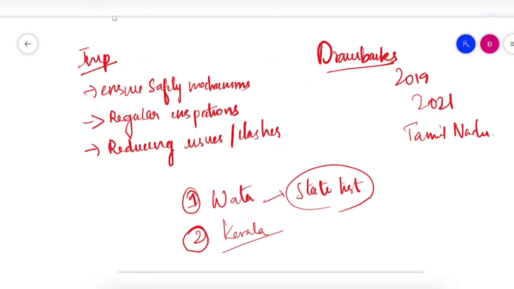And this is all about this bill. You can expect a question in this regard in your mains also, because it is a very current topic that is going on in India. And this is all about the bill, that is the Dam Safety Bill of 2021.